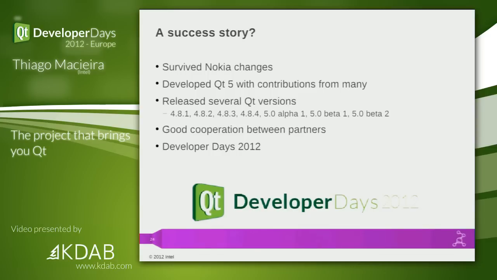We released several Qt versions in this year that we're here. Of course, we had to learn a few things. How do we make releases? How do we not depend on Nokia infrastructure, which we no longer have access to? So there were some bumps on the road, but we're here. We released 4.8.1, 4.8.2, 4.8.3, and the 5 alphas and betas.